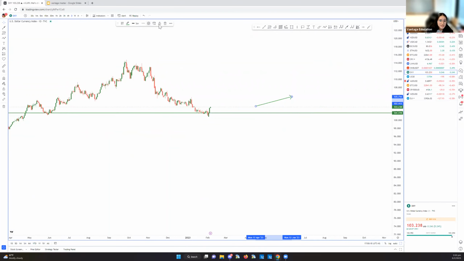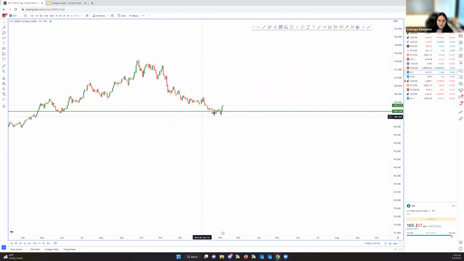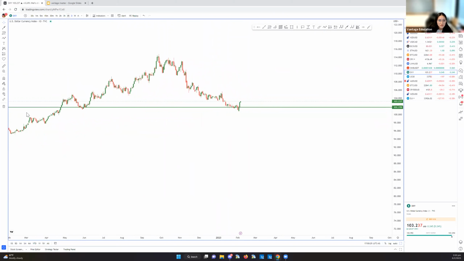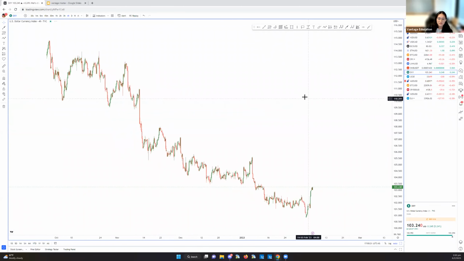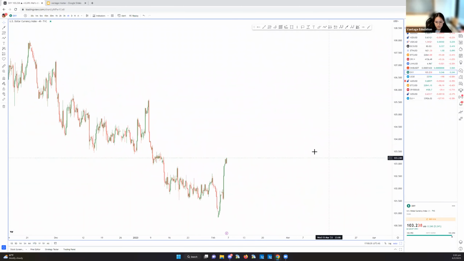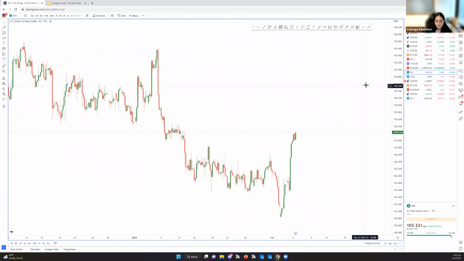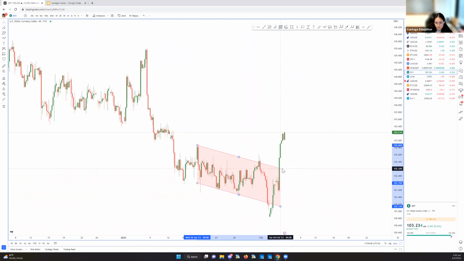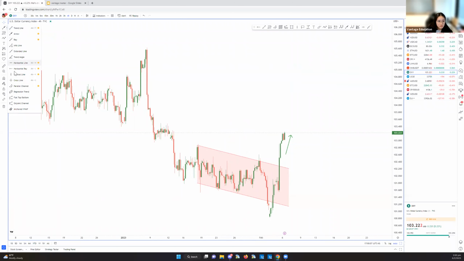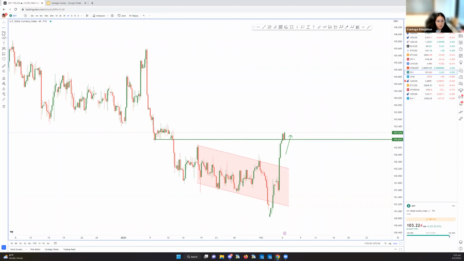Similarly, price has bounced off of this support level. Here we have a descending trend channel that price has recently broken out of. So we have a bullish bias over here. So let's look for support and resistance levels.